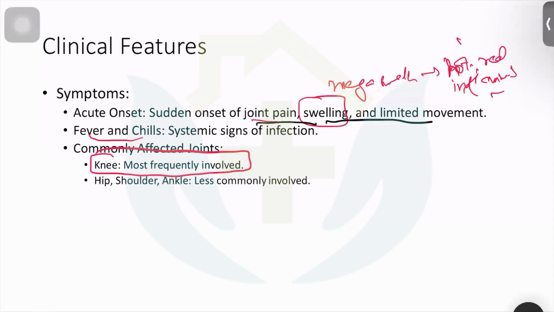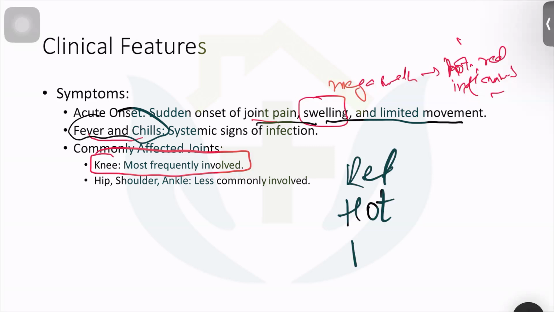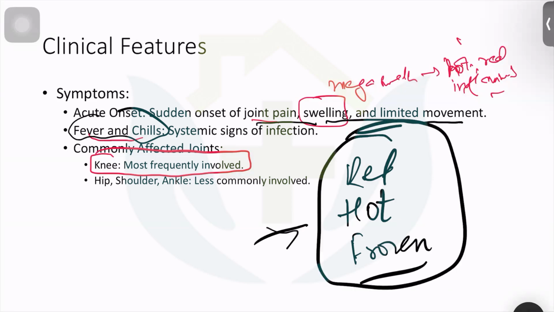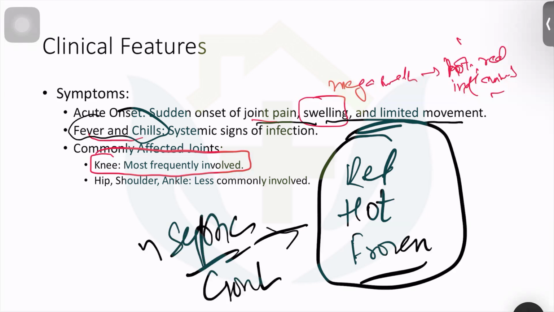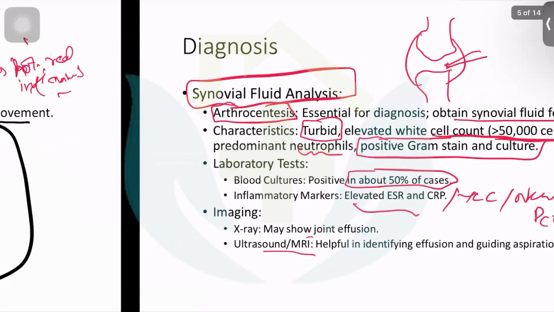Acute onset of joint pain, swelling, movement is restricted, fever and chills are there, the joint is red, the joint is hot, and the joint is frozen. Okay? So a red, hot, and frozen joint is septic joint, or it is gout. Okay? The knee is most commonly involved. Other joints like hip, shoulder, ankle may also be less commonly involved.